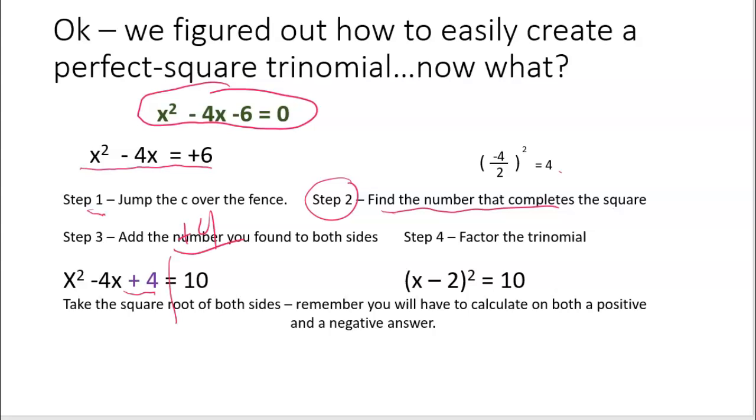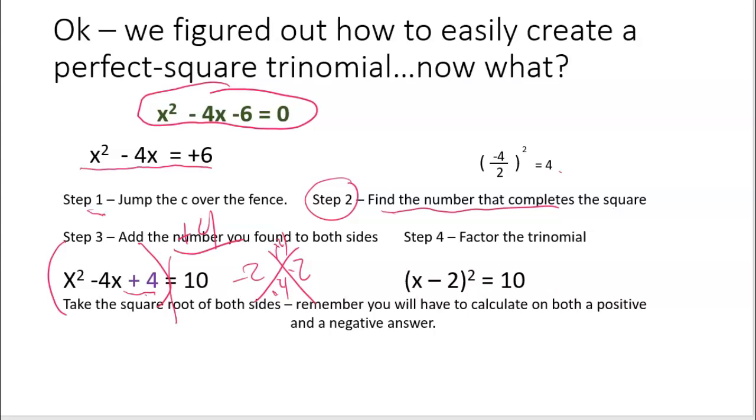We have 6 plus 4 equals 10, and then we're just going to add it here. Then we're going to factor the left side. X squared minus 4x plus 4 will factor into, it's going to be 2 and 2, right? Negative and negative. So we have x minus 2 squared equals 10.